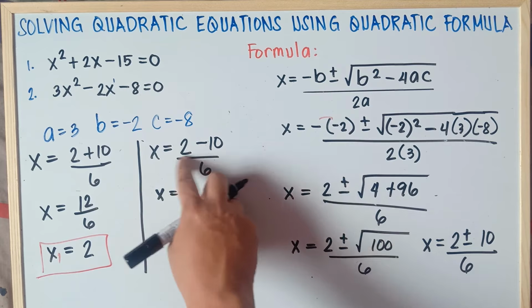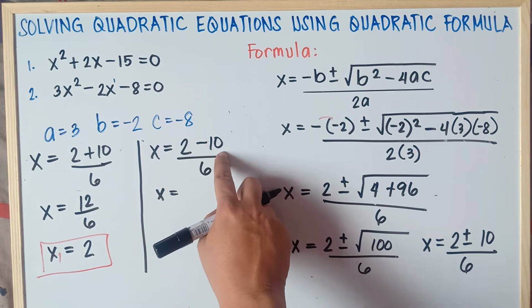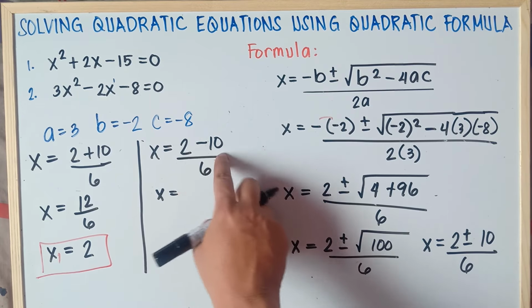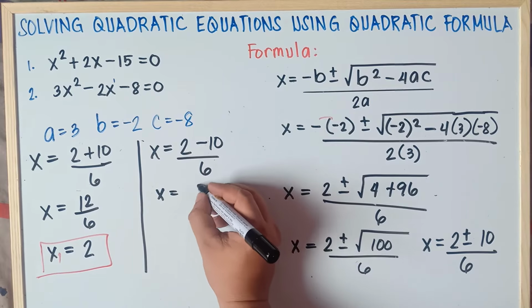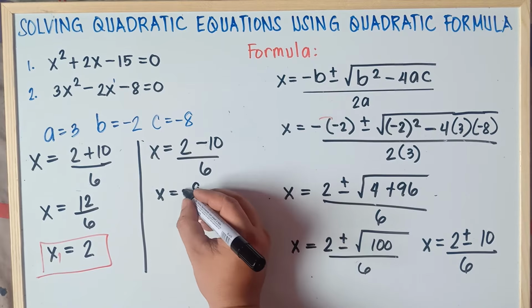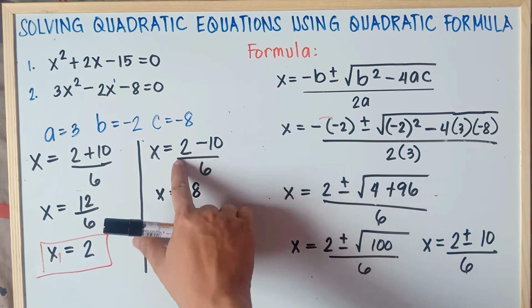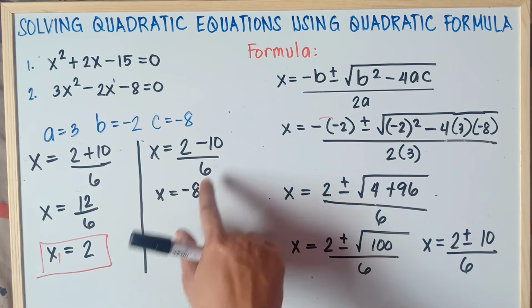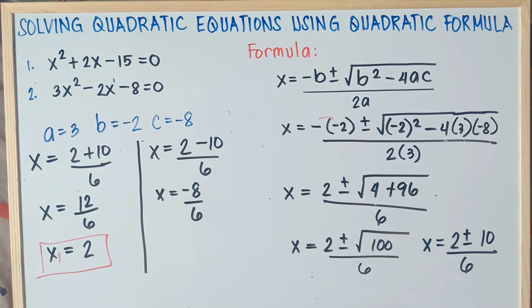And the other one, so this is equal to 2 minus 10. Once again, 2 minus 10, positive 2, negative 10. If the signs are not the same, we subtract. 10 minus 2 is 8. Copy the sign of the larger number, that's negative 8. 2 minus 10, that's negative 8, divided by 6. Now check this. Can we divide 8 by 6? Nope. We cannot divide this. We're not allowed, class, to have a decimal answer.